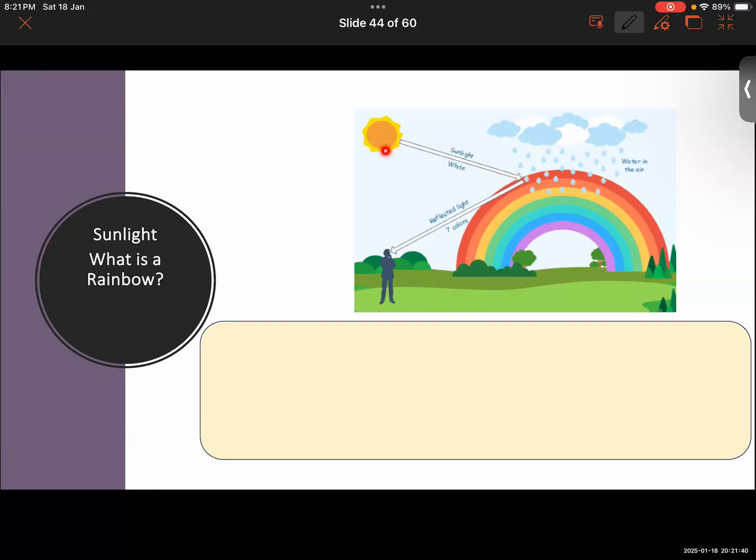Sir, it can also be formed by a prism. Yes, obviously it can be formed by a prism also, right? We will get back to that also. I have certain diagrams for you guys to help explain that as well.